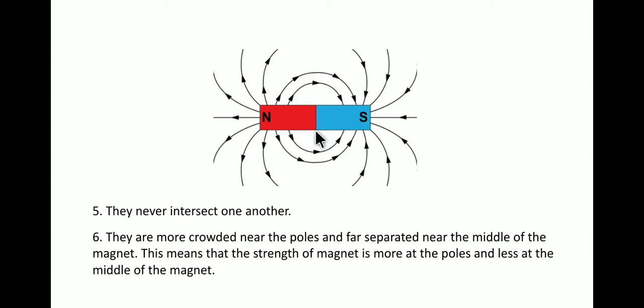So that's why when any magnetic substances are attracted towards the magnet, they will be attracted towards the poles, because the magnetic strength of the poles is greater than the middle portion of the magnet.